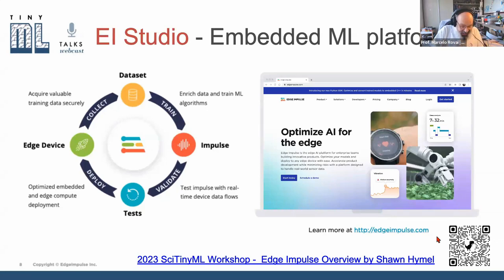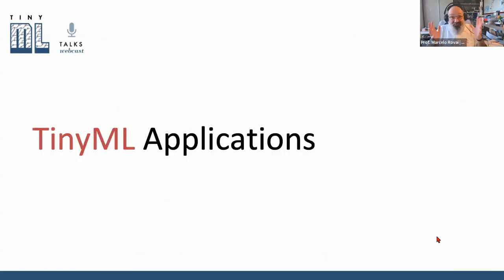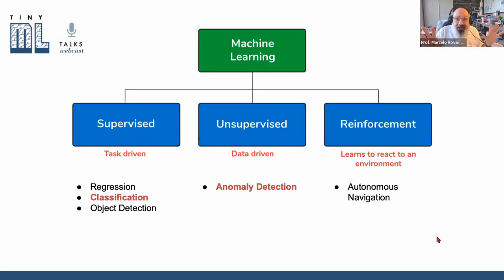Okay, so let's go to the applications. We have, in fact, not a lot of time, and I would like to share the next 30 or 40 minutes with you about the applications. When you're talking about machine learning, all of you who are used to it know that you can have three main types of algorithms. You have supervised machine learning, which can be used for regression, classification, and object detection, for example, when you have the ground truth. You know the label of the data that you are using for training, so it's closely related to the task that you are doing.